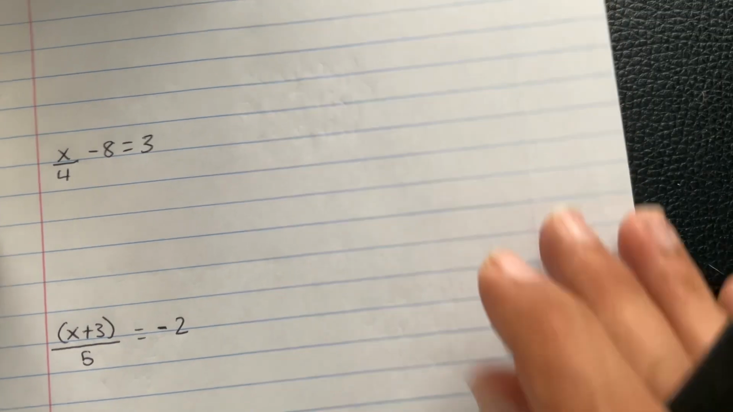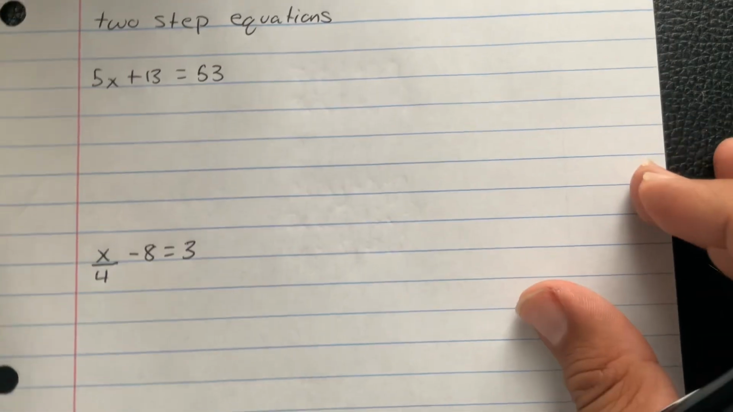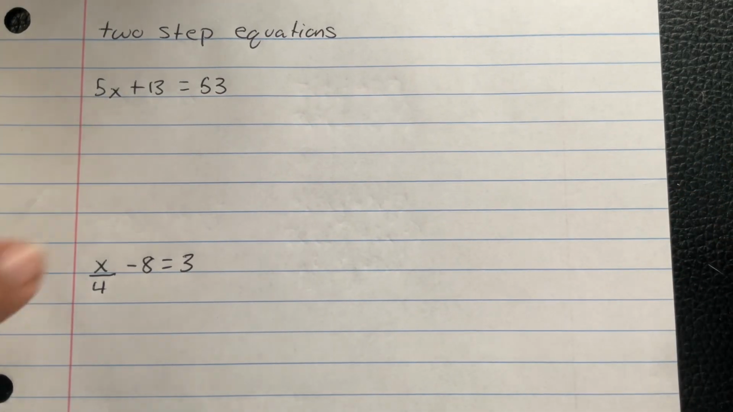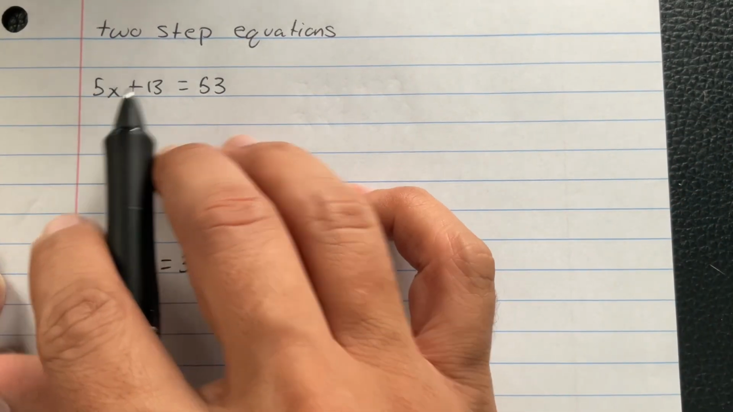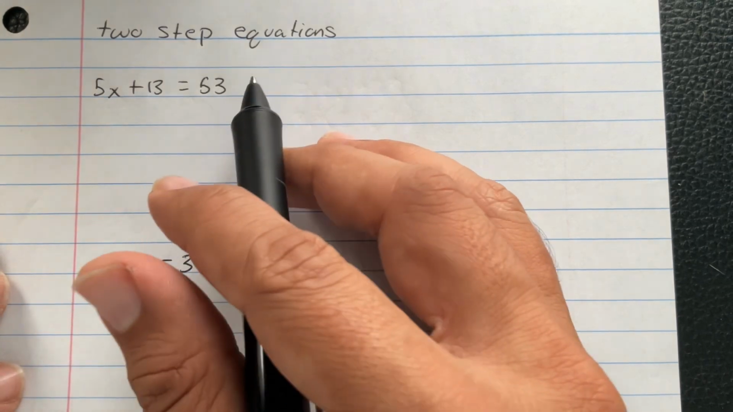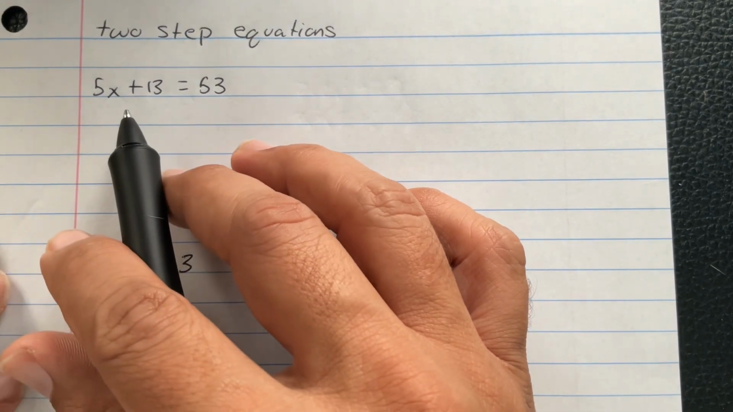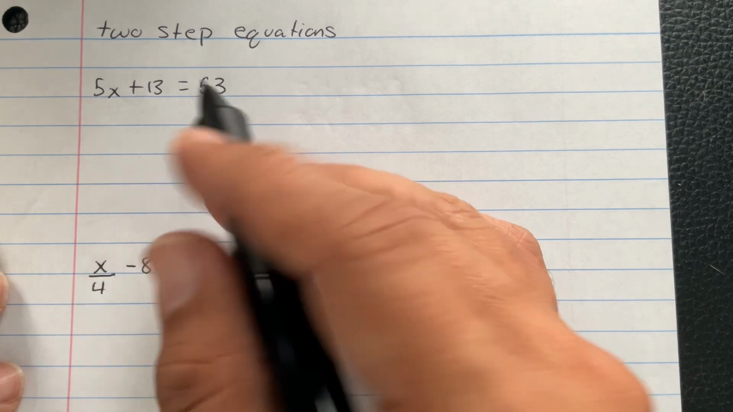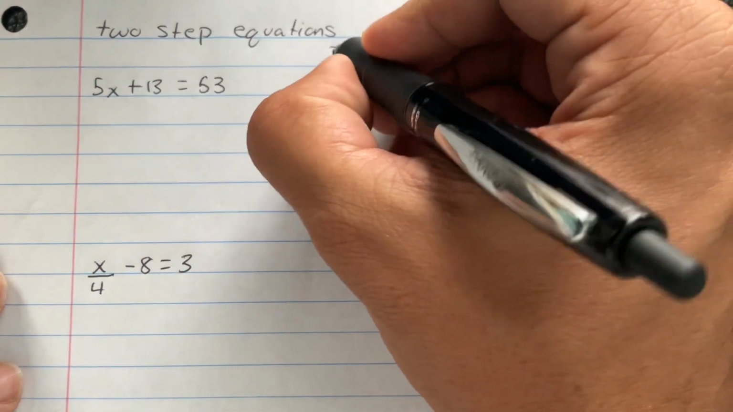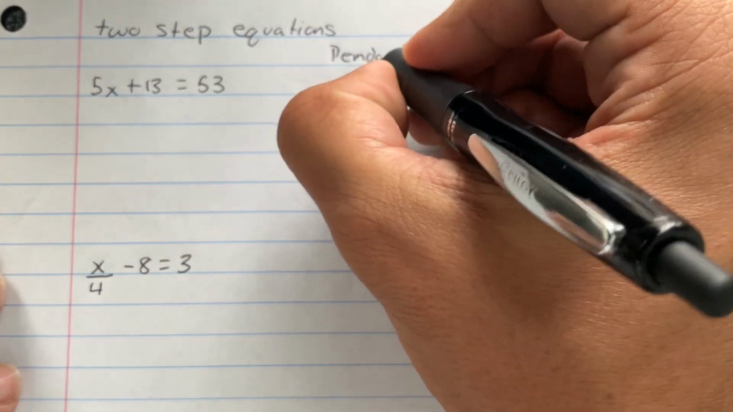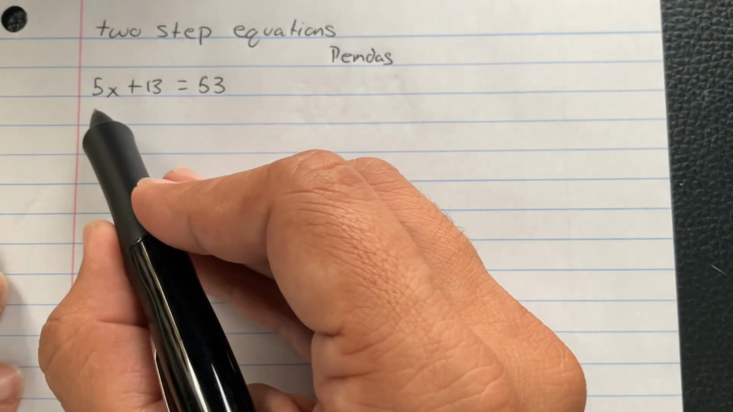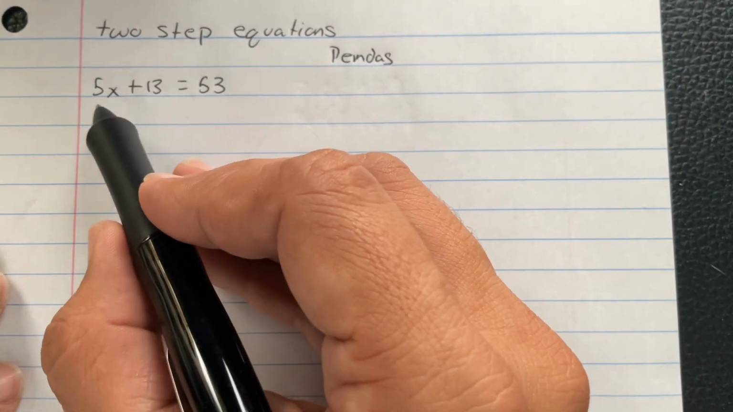Now we're going to do some two-step equations. So it's the same thing. We're doing the opposite of what is happening to the letter, but in the opposite order that it would normally occur. So it's very similar to doing PEMDAS in reverse. Okay, so remember what PEMDAS is. P-E-M-D-A-S.